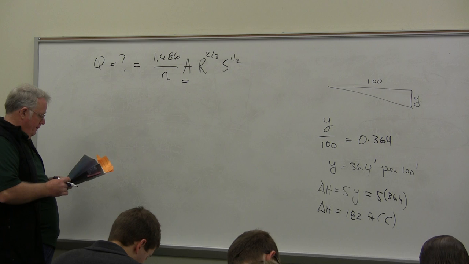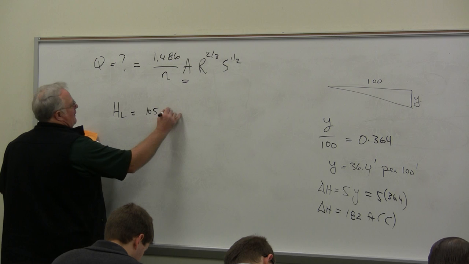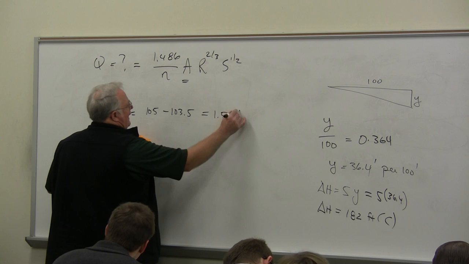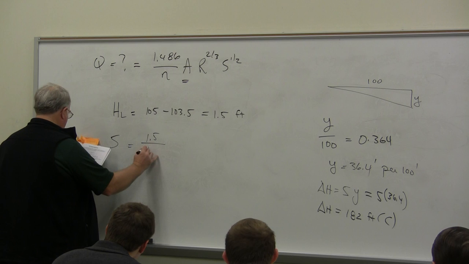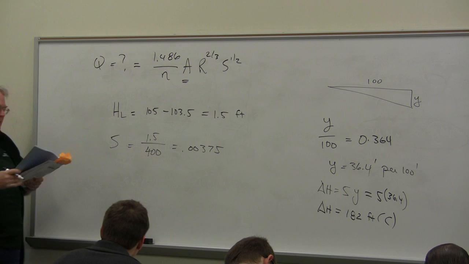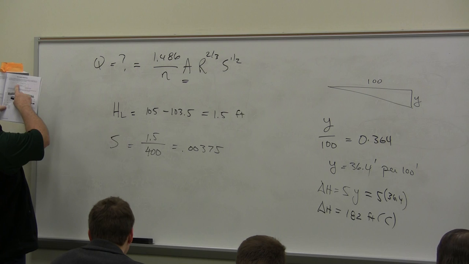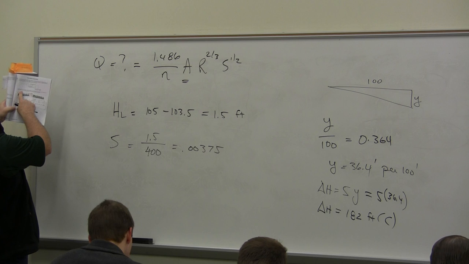Okay, the head loss is 105 minus 103.5, or 1.5 feet. The slope is 1.5 divided by 400, or 0.00375, okay? Basically, what you're looking at here is that from the sump down to the lift station, the water surface elevations are 105 and 103.5. So that represents the head loss, okay?